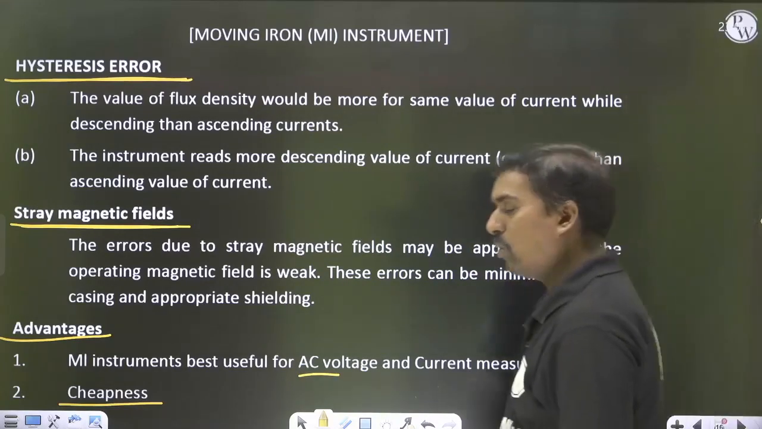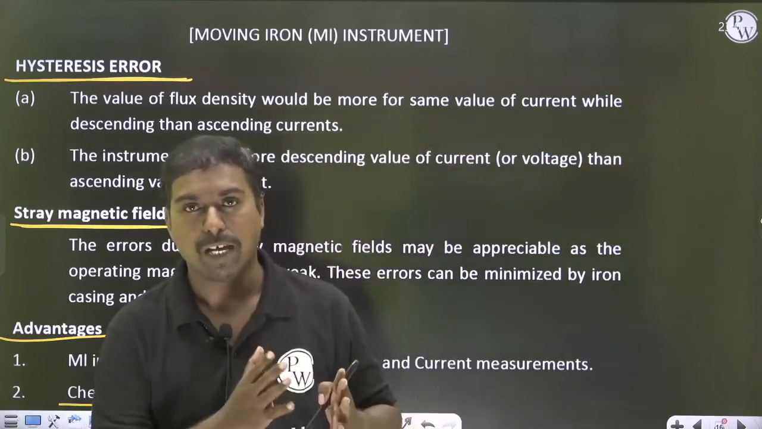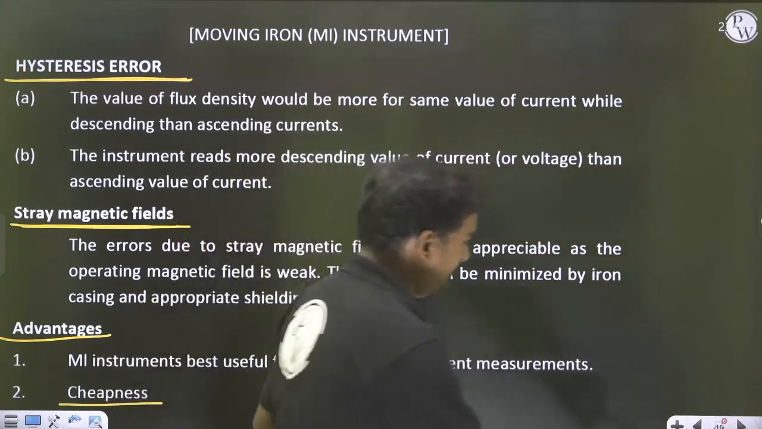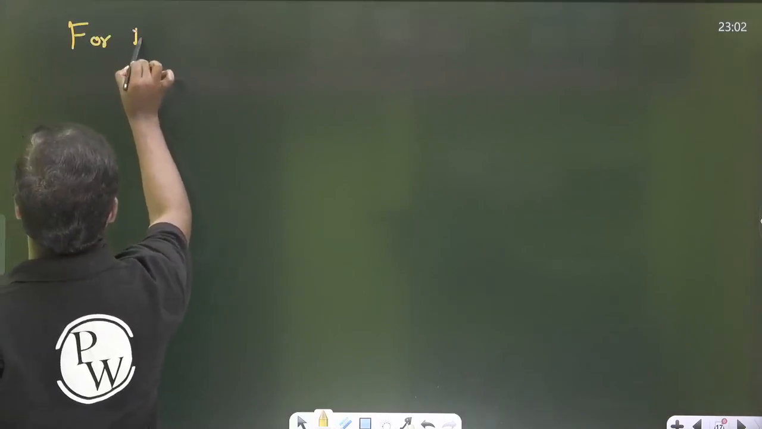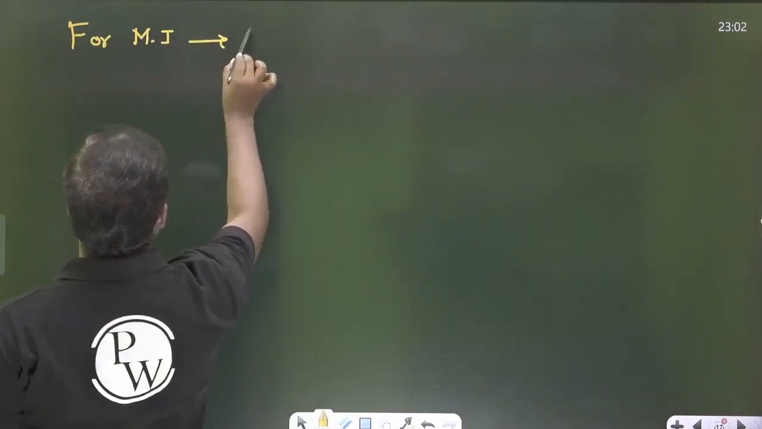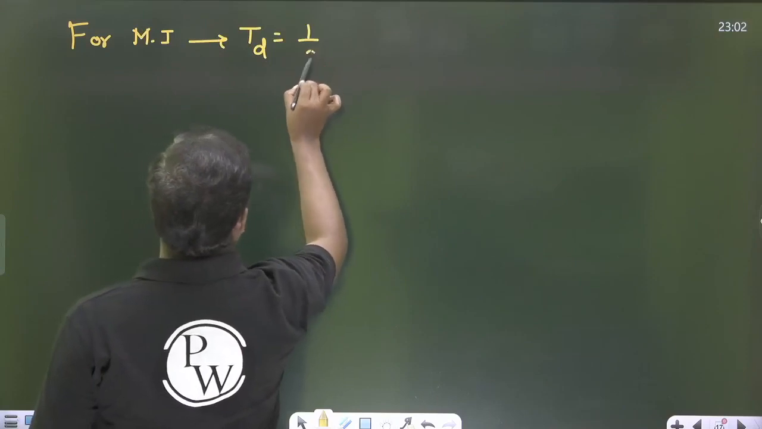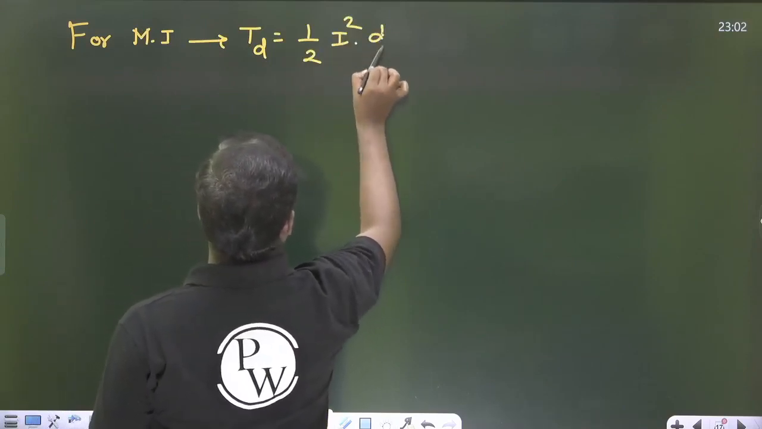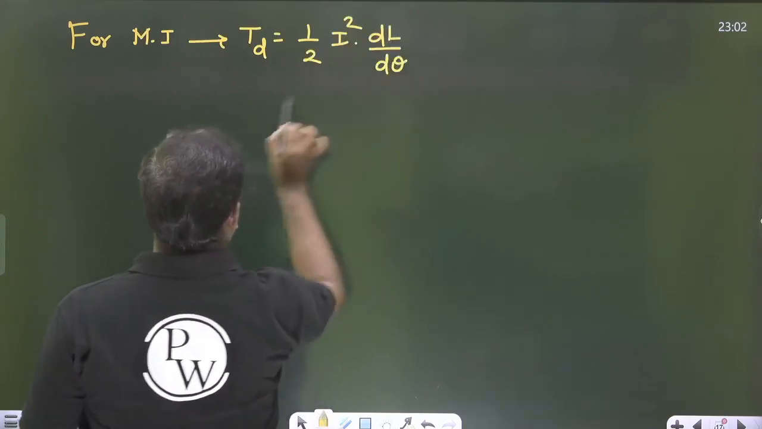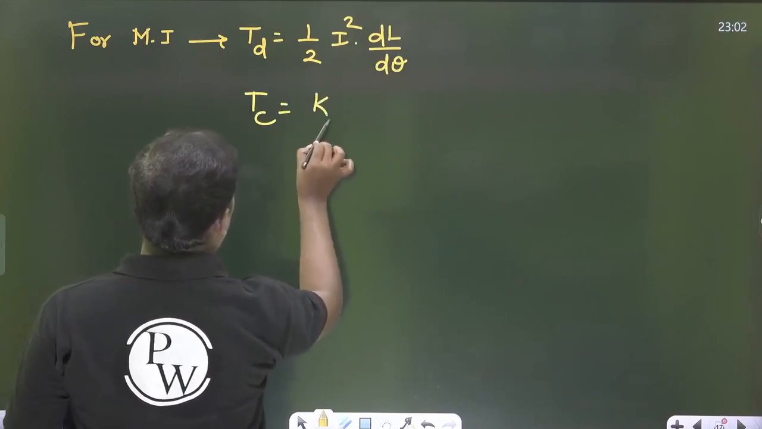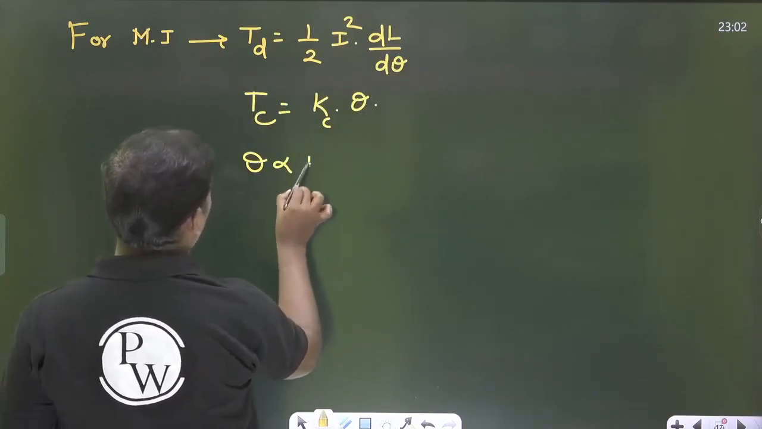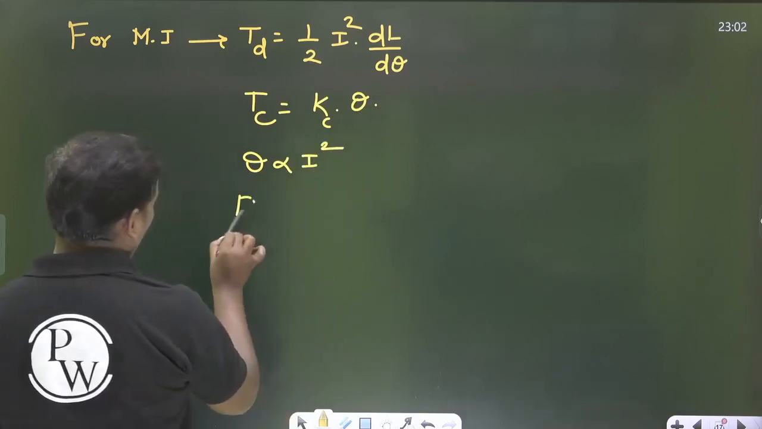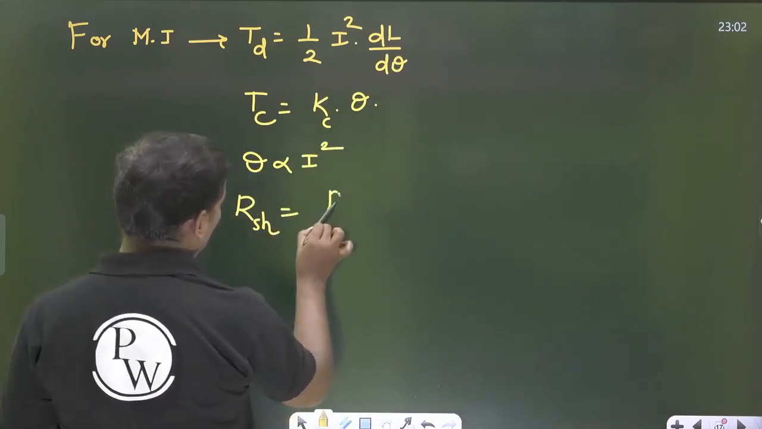Now it's time, based upon these formulas, whatever formulas I have mentioned, let me write them. For MI, quickly I am writing the formulas because problems are important. Deflection torque formula: 1 by 2 I square dL by d theta, my dear. Controlling torque formula: Kc theta, my dear. Next, theta is proportional to I square. RSH is equal to Rm by (m minus 1).